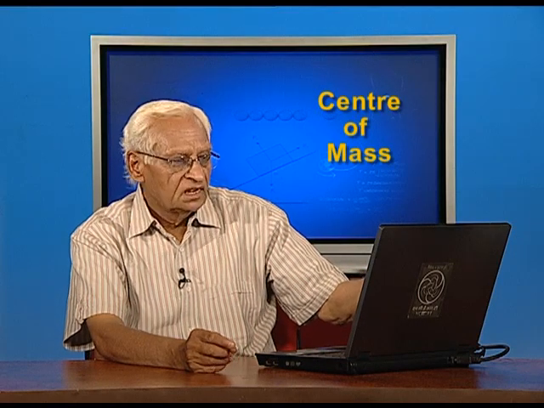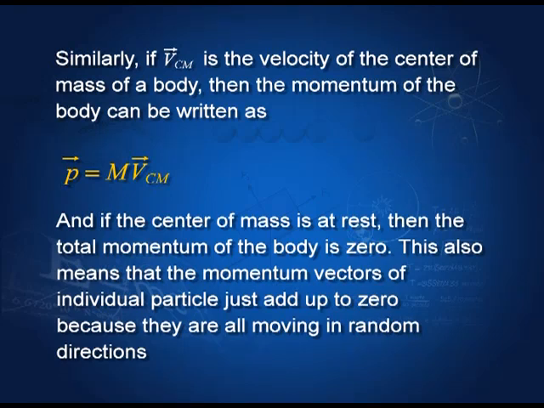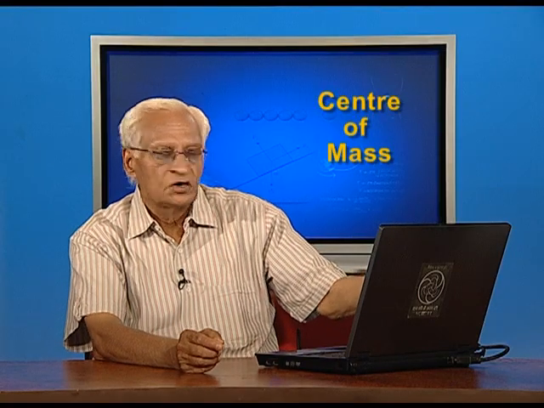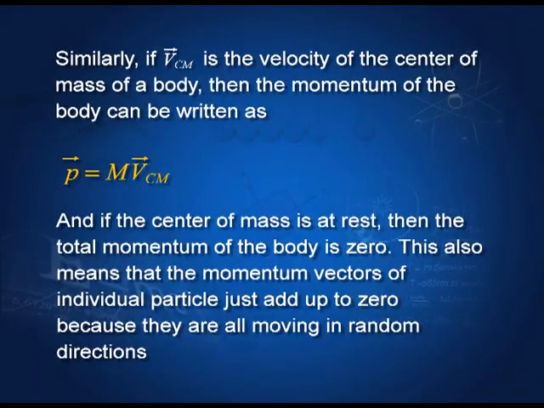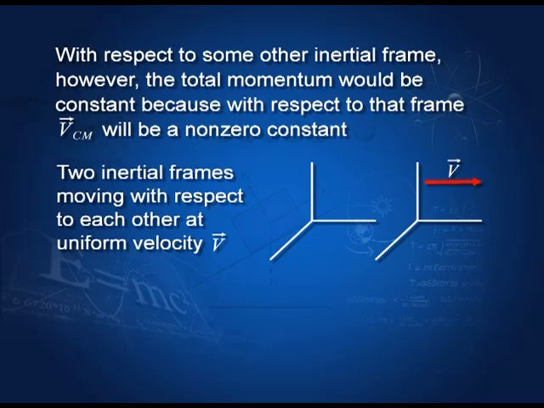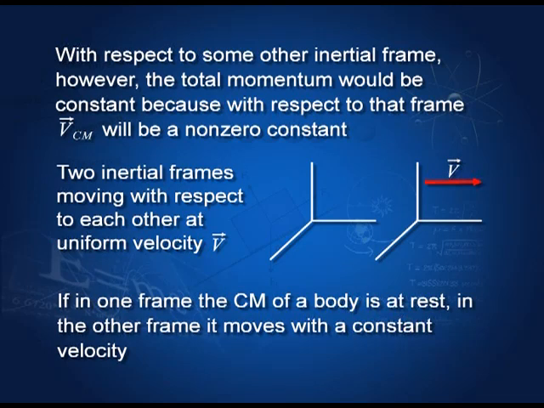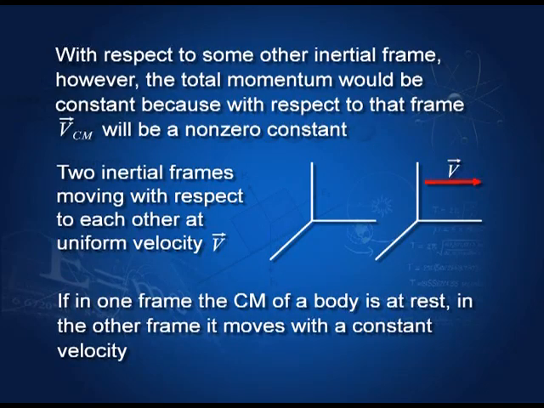Similarly, if the center of mass moves with the velocity v_cm, then its momentum p is given by the mass of the rigid body times the velocity of the center of mass. And once again, if p is 0, you can see that v_cm is either 0 or constant. Here I have shown 2 frames, inertial frames moving with respect to each other at constant velocity. So, if in one frame the center of mass is at rest, in another frame it may be moving with some constant or uniform velocity.